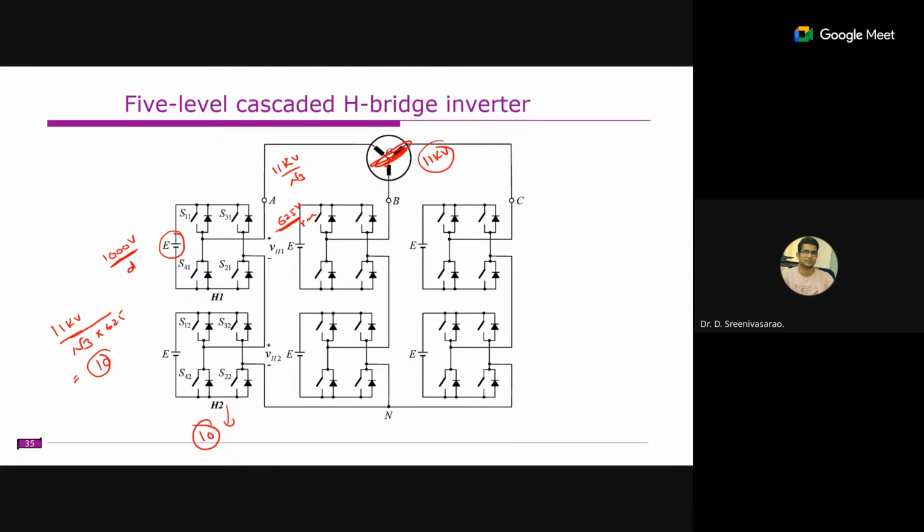If you feel that 10 is a small number, you may increase to 20. If you increase to 20, the 625 will become around 312, and the DC link will become 500 volts only. So now you have 20 H bridges in cascade per phase. This is how it will be scalable to any voltage level.